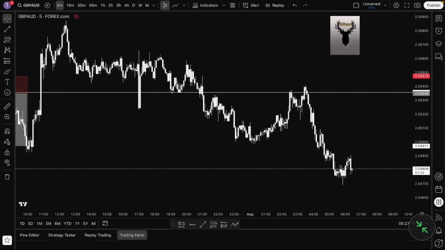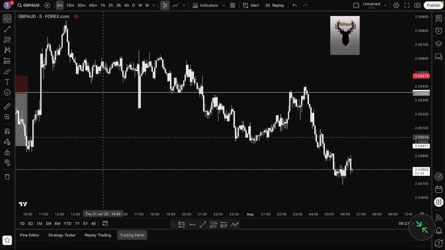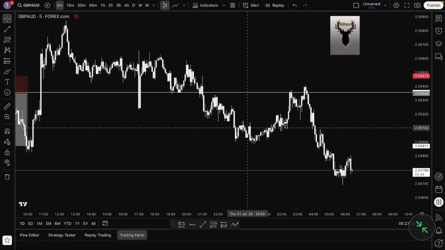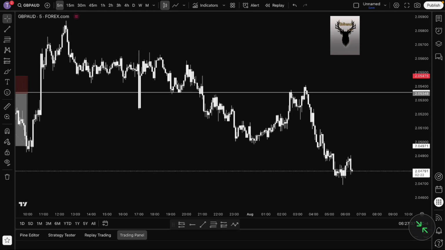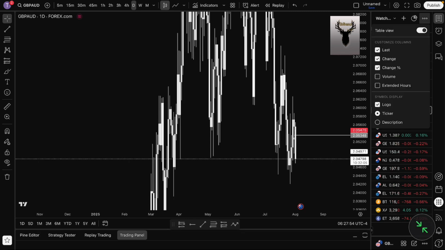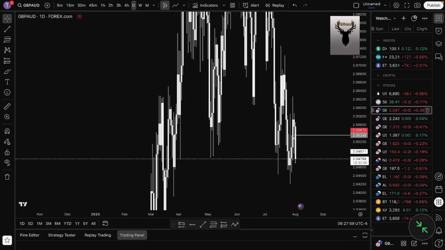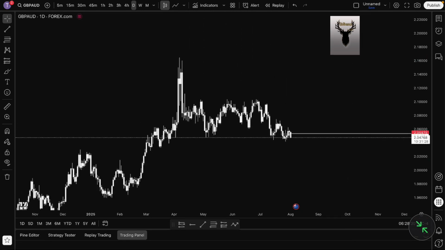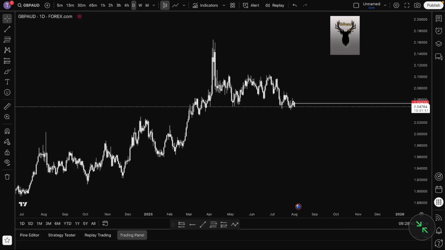Let's say this is GBP AUD. Now what do you want to do? Let's say this is where the market is, for example. Now you want to trade. Normally you go to a higher time frame to get your directional bias, because you can't trade against the higher time frame trend. So you go to your line charts.